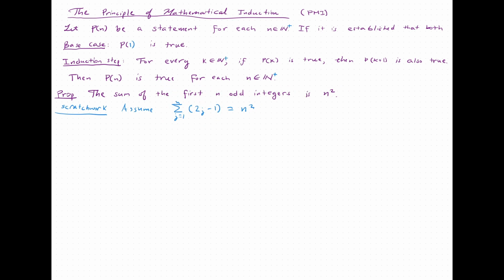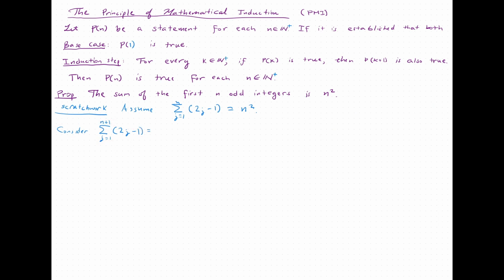And what we want to show is if we go and add the first n plus 1 odd integers, that we get back n plus 1 quantity squared. So with that, let us now consider the sum from 1 to n plus 1. So now we're going to be adding the first n plus 1 odd integers. We're going to need more space, so I just brought it down.